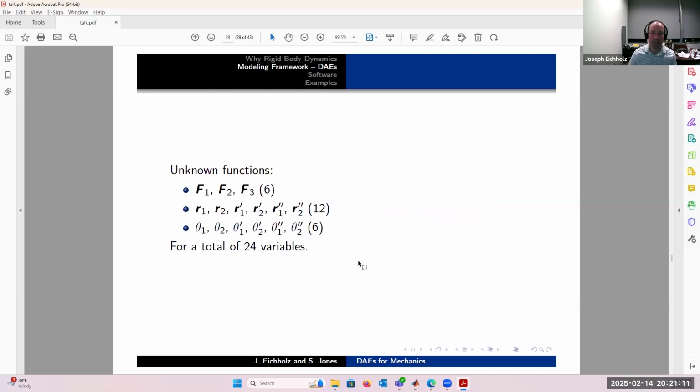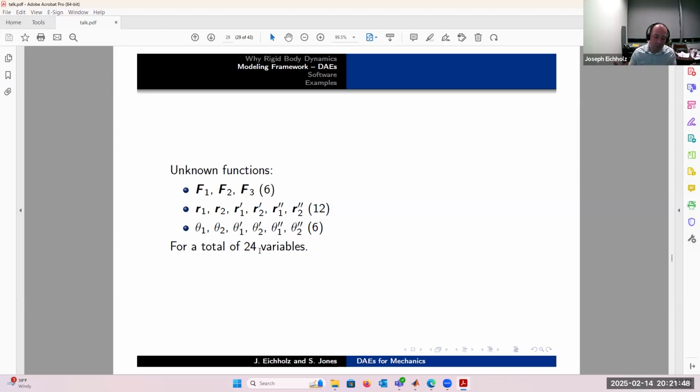Great. You've got 20 equations. How many unknown functions do you have running around? Well, you've got your unknown forces, F1, F2, and F3. They all have 2 components, so there's 6 there. You've got your position, velocity, and acceleration of each of those 2 pendula. So you've got 12 functions there, and then you've got the orientation of each of the 2 pendula. So you've got 6 functions there. So you've got 24 unknown functions, or like 24 variables, I call it. So you've got 24 variables, you've got 20 equations.